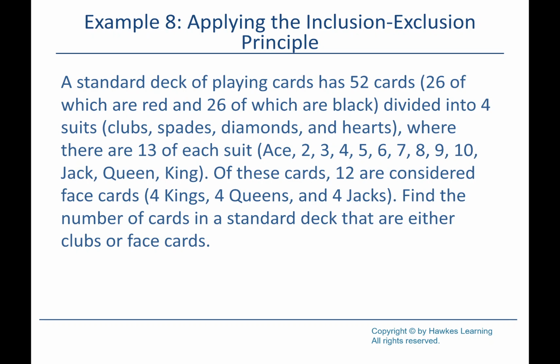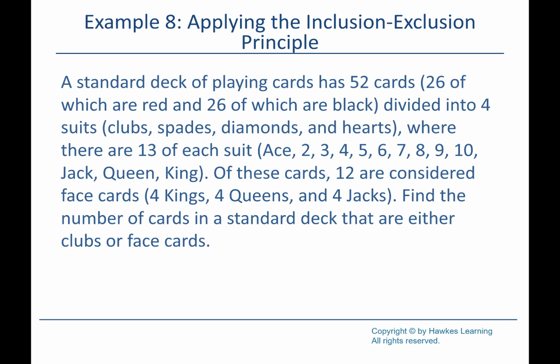And since we have 4 suits, 52 divided by 4 means we have 13 of each suit. And it's got the cards listed out. The way they listed it, they're using an ace as a 1. And then kings, queens, and jacks we call face cards. If you look at a deck of cards, those are the ones that have the people on there. All right, so our task here is to find the number of cards that are either clubs or face cards. So if it's a club, we want to count it. If it's a face card, we want to count it.